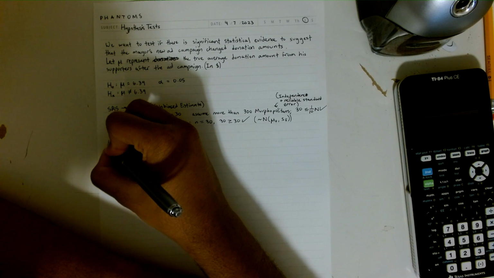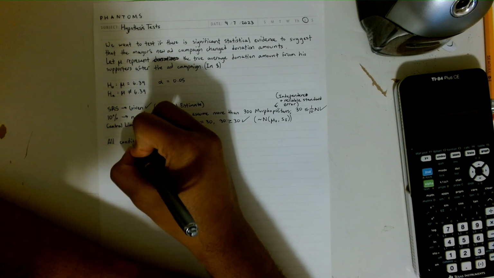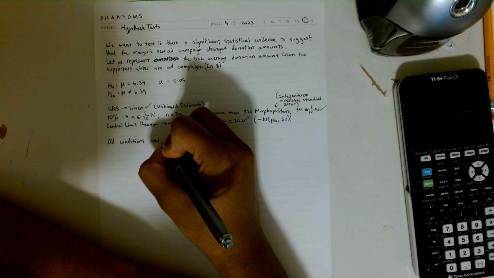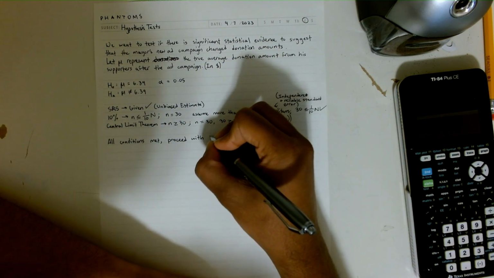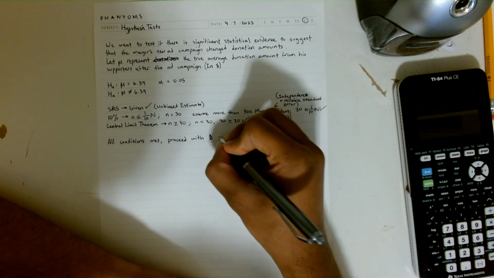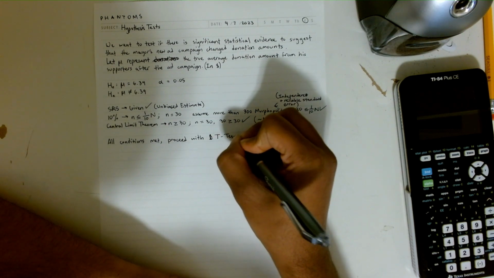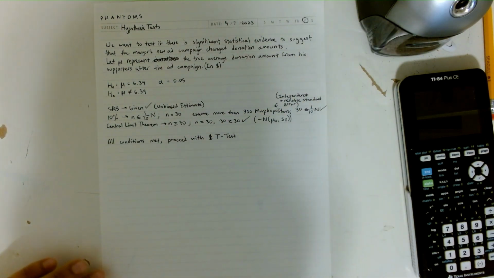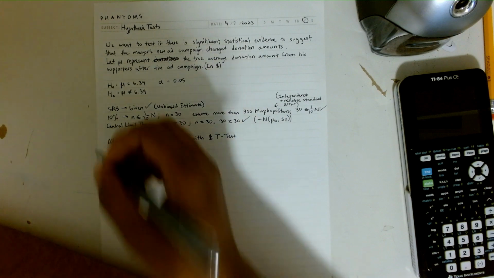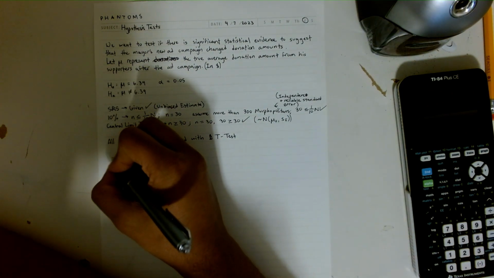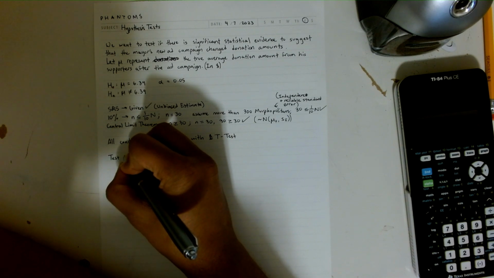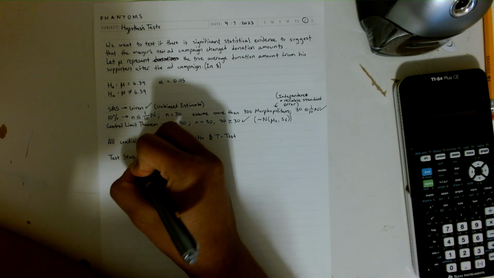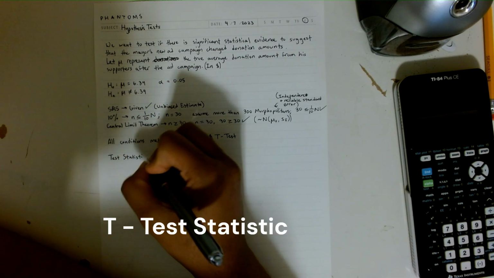Alright, so all of our conditions are met, and we're going to jump to the next step of PHANTOMS, the N, which is name the test. Like confidence intervals, which I have a video on, this is a short step, but it's very important because we need to say what we're going to do next. Almost wrote a one-prop z-test there, but the test we're going to do here is a t-test. Next is the T of PHANTOMS, which is test statistic.